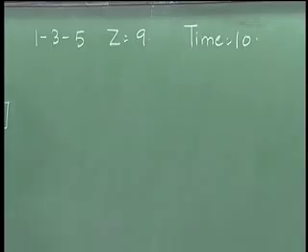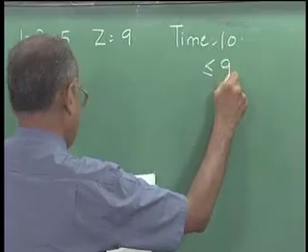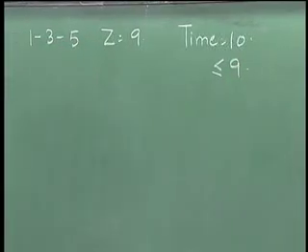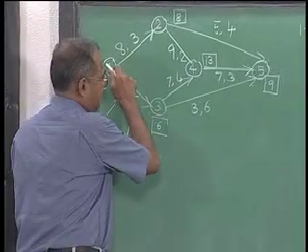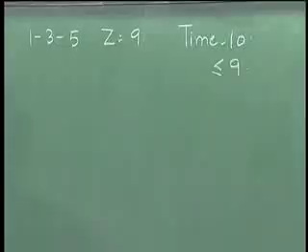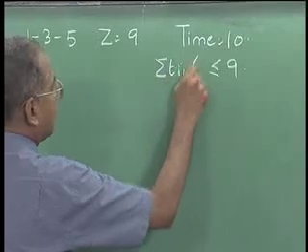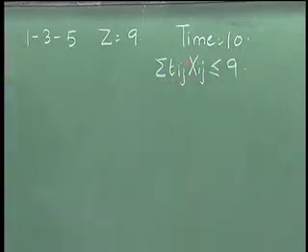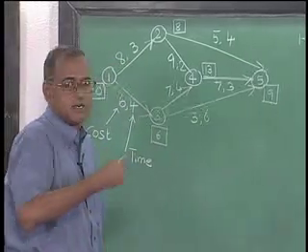Now if we have a constraint that this time should be less than or equal to 9, then what happens to the problem? Clearly the shortest path 1 to 3, 3 to 5 is now infeasible if we add an additional constraint that the total time taken, which is the sum of Tij Xij, should be less than or equal to 9. Now how do we solve this problem? So this problem becomes a constrained shortest path problem.